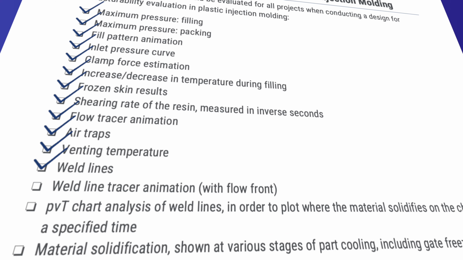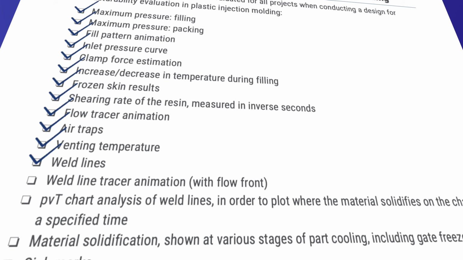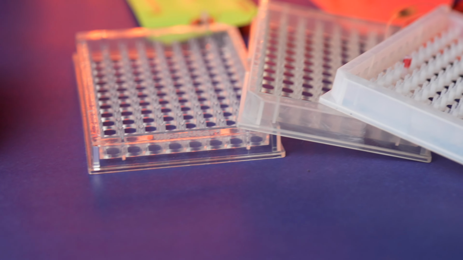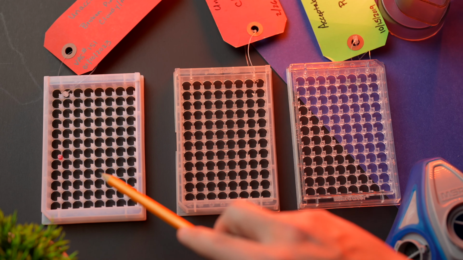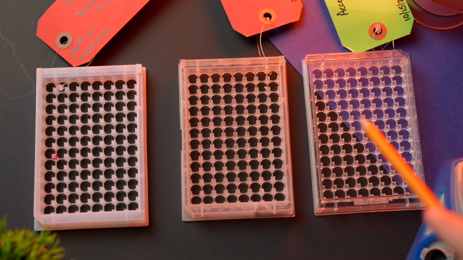Weld lines on a plastic part form when two flow fronts meet each other in the mold cavity. Some weld lines are cosmetic, others are structural weak points. And the exact location of weld lines must be predicted and reviewed to determine whether they're acceptable for the part's performance and appearance. And this is one variable that is heavily dependent upon each part's individual requirements.